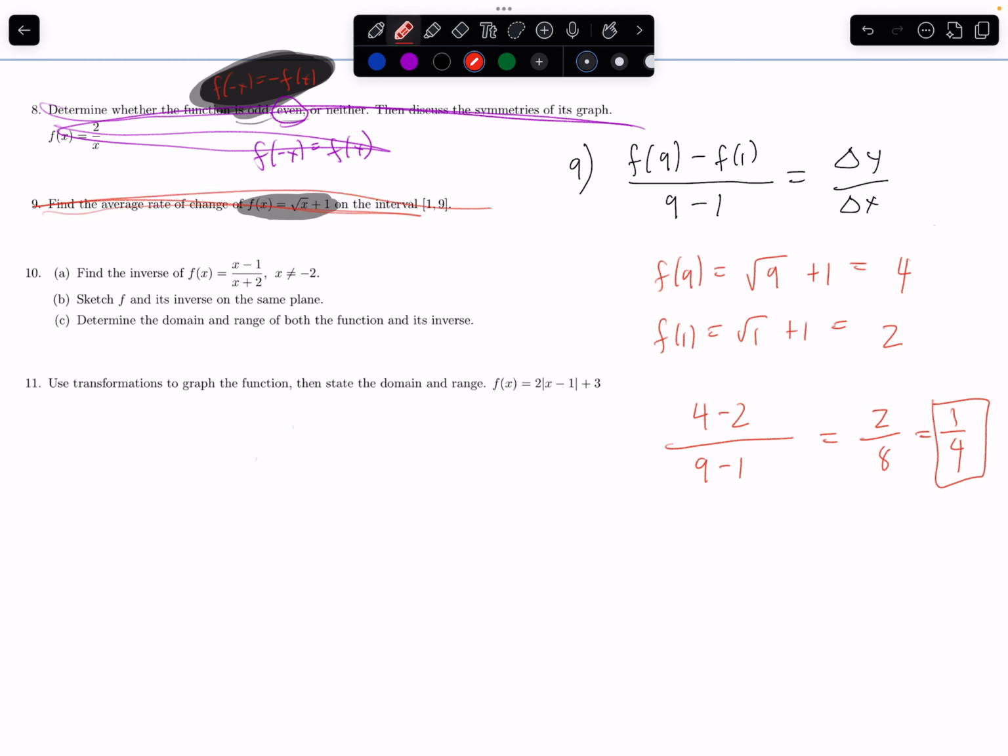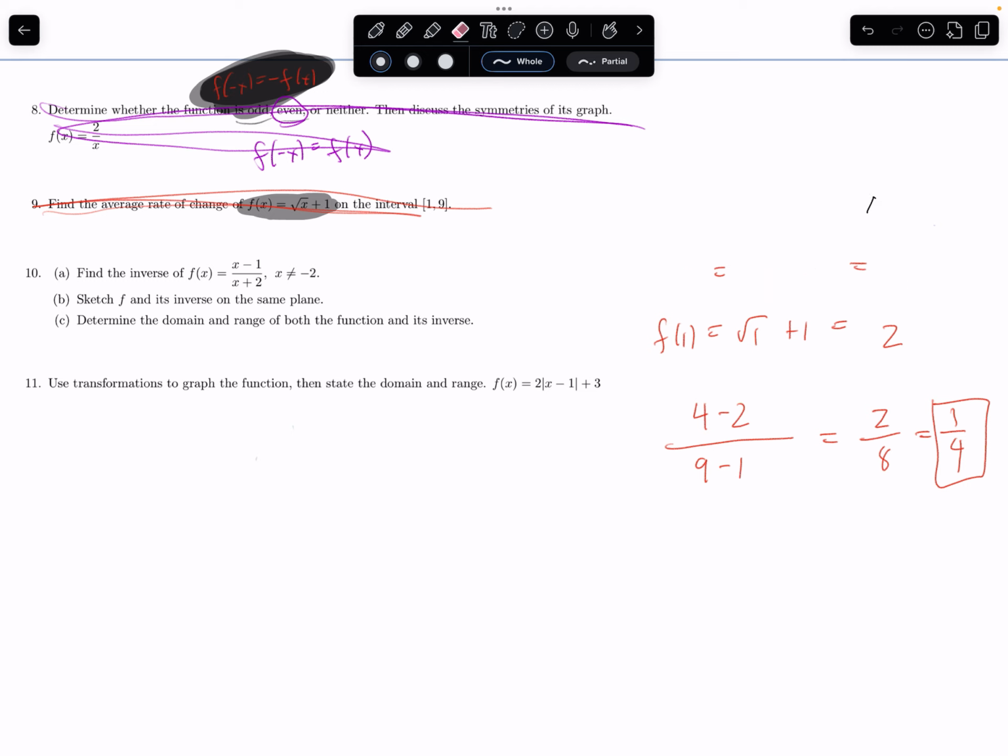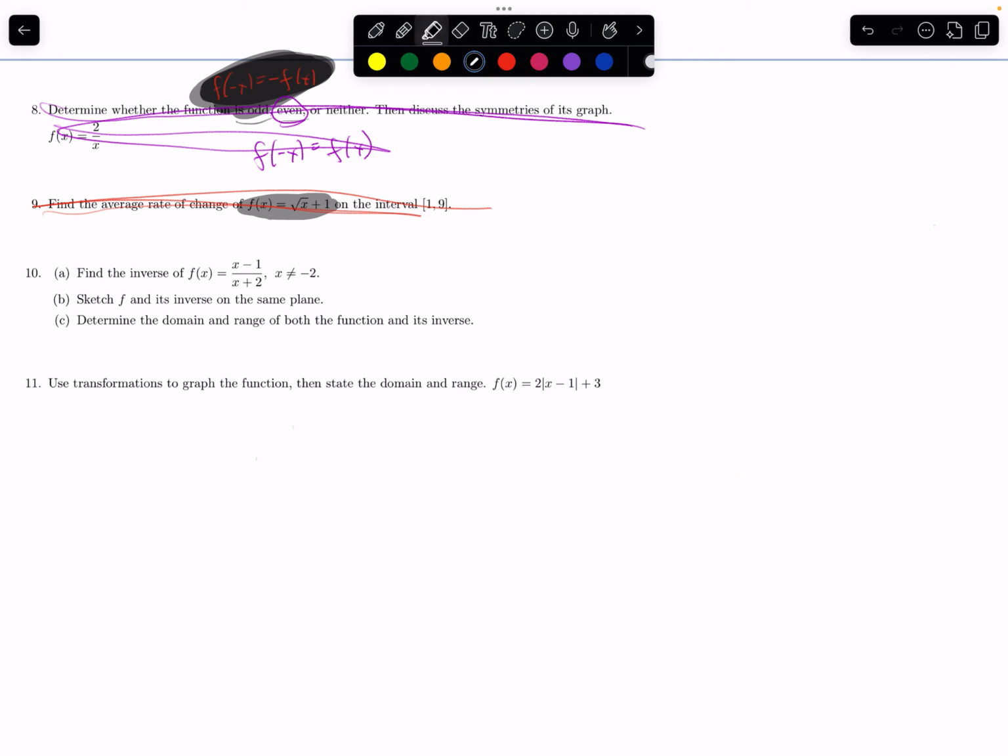Okay, that's number 9. Now for number 10. Okay, number 10 says find the inverse of that thing. f of x equals x minus 1 over x plus 2, where x cannot be equal to negative 2. Why can't x equal negative 2? And we all say it's because then your denominator would be undefined, right? You'd be dividing by 0.